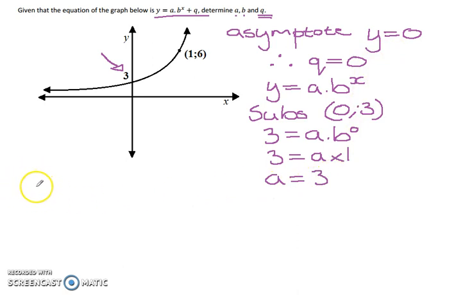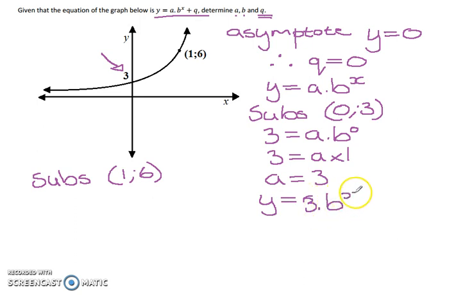Lastly, we need to find b. So let's substitute the last coordinate we've been given. We're going to substitute (1, 6). Remember, the x value is always first and then the y value. And let's just write the formula over here as we know it. y equals 3 times b to the power of x. So the only thing left to find out is the value of b. Now we're substituting (1, 6). y equals 6. Then we've got 3 times b to the power of 1.